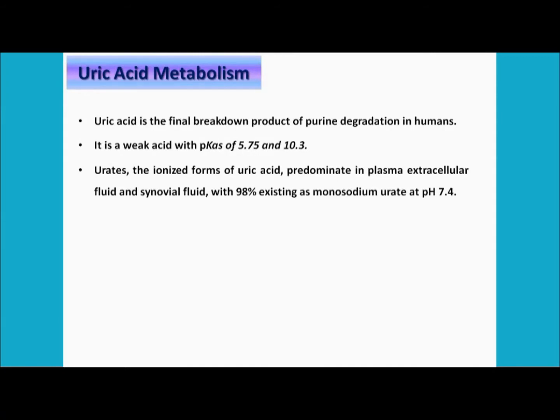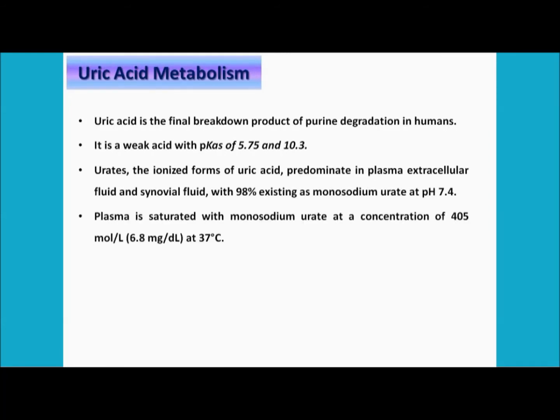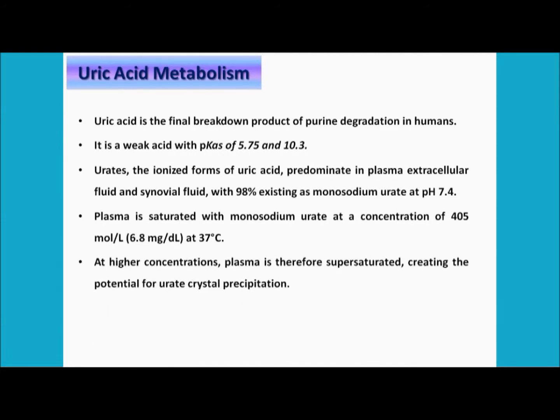that is the blood pH. So the question may be asked: in what form is the uric acid present in the blood, because the pH of the blood is 7.4? Generally the urate remains as monosodium urate at the pH of 7.4. The next thing you should know is that the plasma is always saturated with monosodium urate. The saturation concentration of uric acid, or you can say monosodium urate, in the plasma is 405 micromole per liter, which is equivalent to 6.8 mg per deciliter at 37 degrees. But now, if the concentration rises above 405, then what will happen? The plasma is therefore supersaturated, creating a potential for formation of urate crystal precipitation.